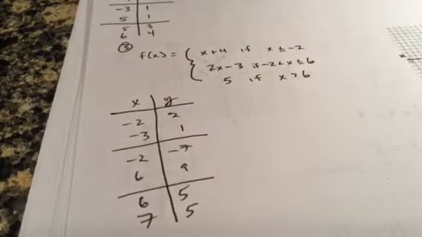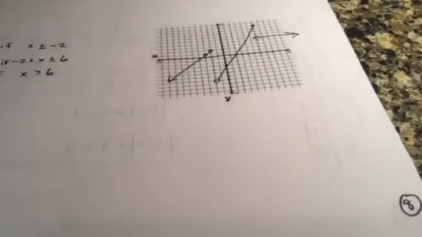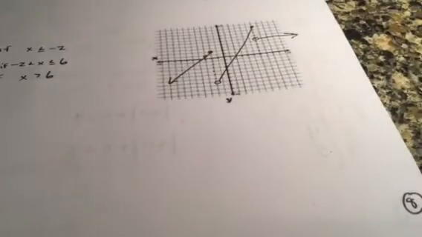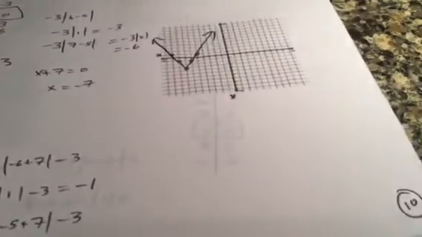Then on the next one, negative 2, negative 7, open circle. Then 6, 9 gets the closed circle. And lastly, if x is greater than 6, so open circle at 6, 5, and graph everything to the right, a horizontal line. All right, these are, I think, definitely the hardest questions in your packet.